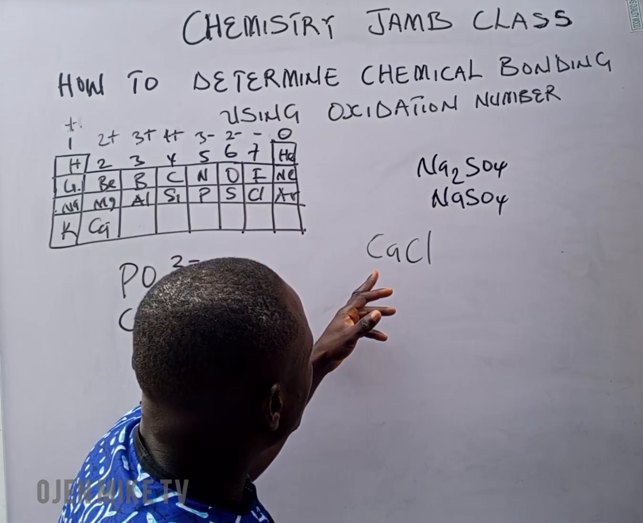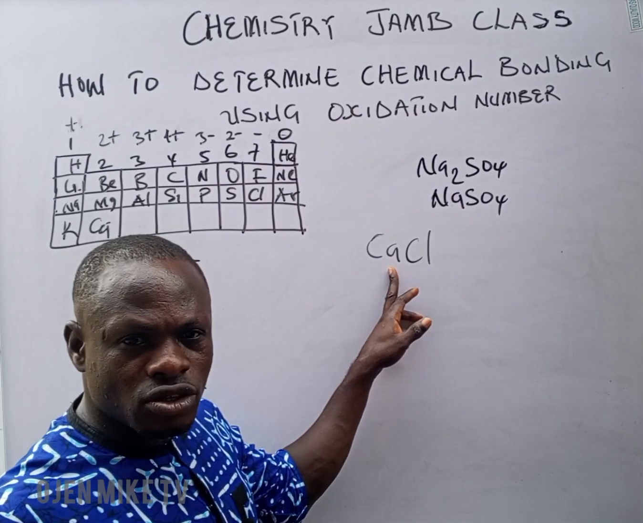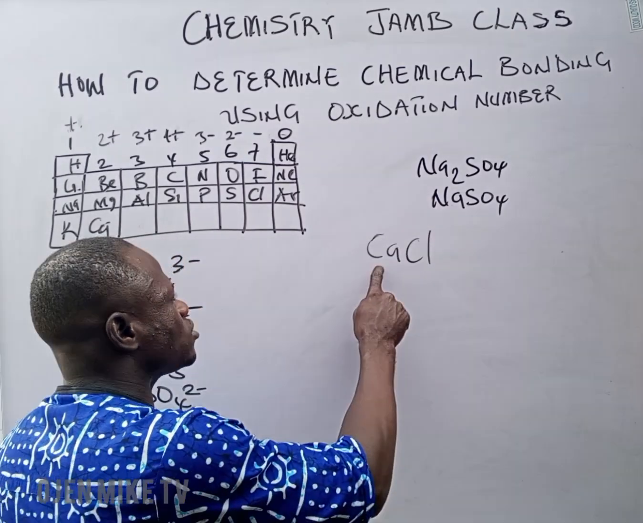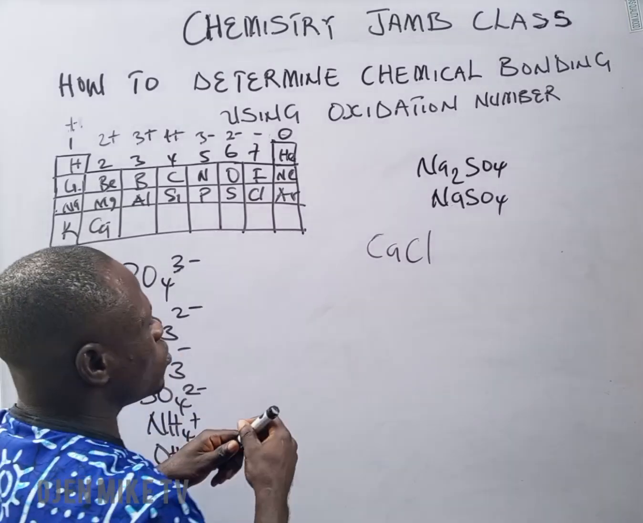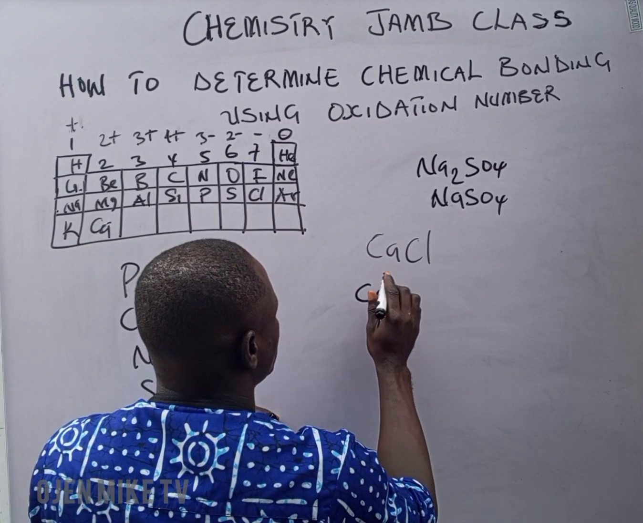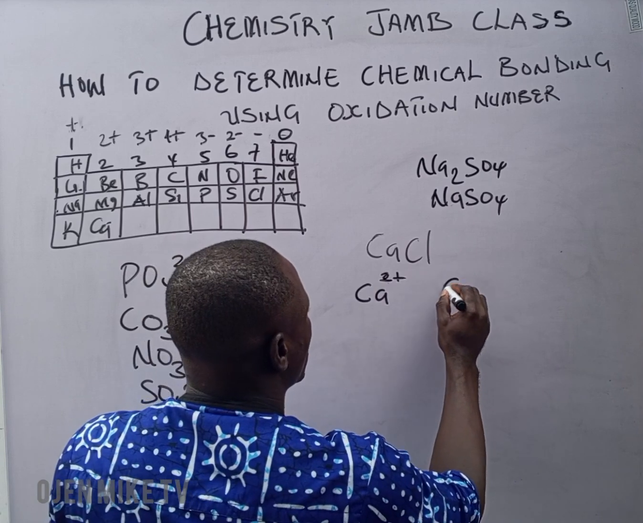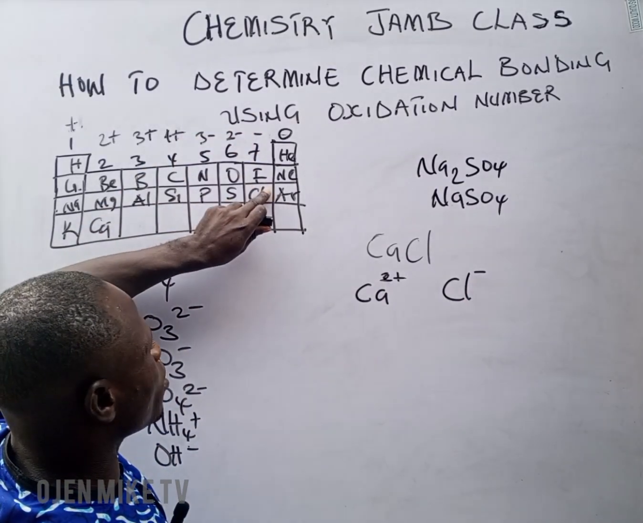Now, when looking at it, what you have to do is write the oxidation number. Calcium here belongs to group 2. Look at calcium here. So it has oxidation number 2 plus. Chlorine here, Cl, belongs to group 7. So it has oxidation number minus 1.